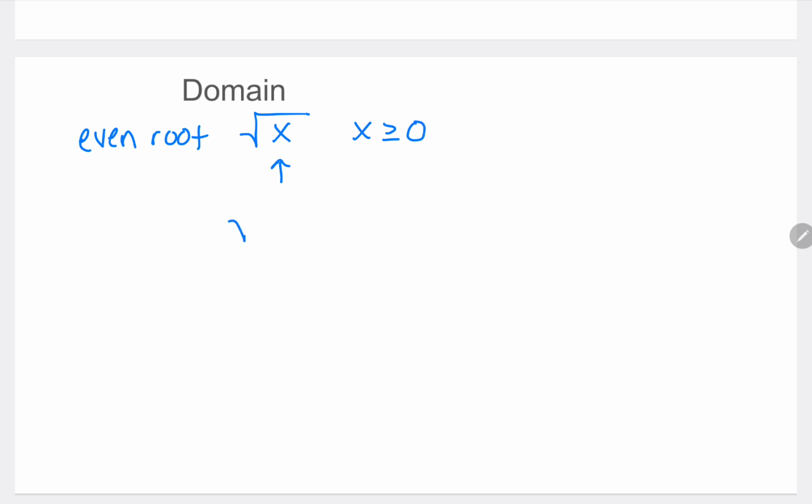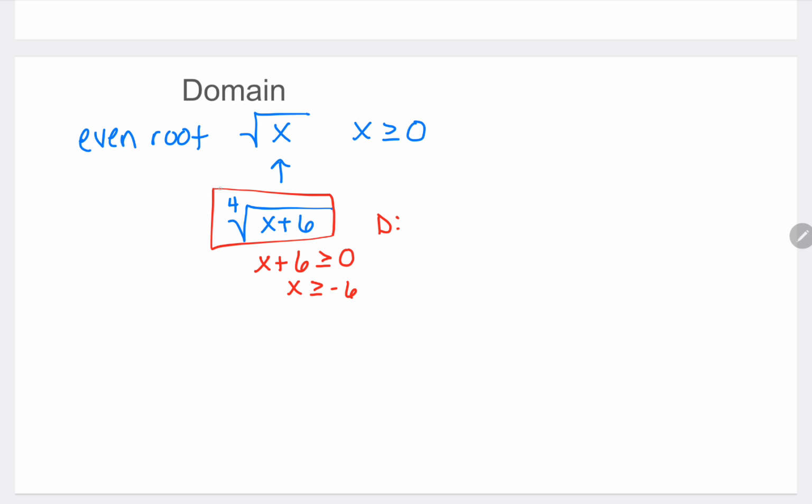So if you have something underneath an even root, like x plus 6, for example, we cannot take the fourth root of a negative number, so we would take x plus 6, and we would say that that has to be greater than or equal to 0, and then we would solve. So when I solve this for x, I get x is greater than or equal to negative 6. So the domain for this function right here is x has to be greater than or equal to negative 6. Anything bigger than negative 6 or negative 6 would work.